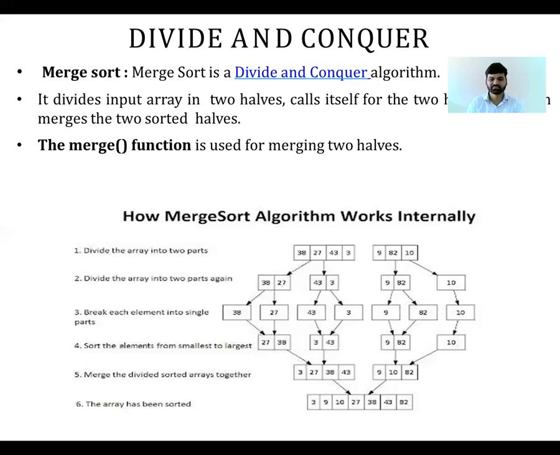Then we merge the divided sorted arrays together. This means we have merged the previous step's solution into the next step, and we have sorted those elements. In the last step we take the previous step's solution and merge those subparts into one by using the sorting algorithm. We have to sort these elements from smallest to largest.